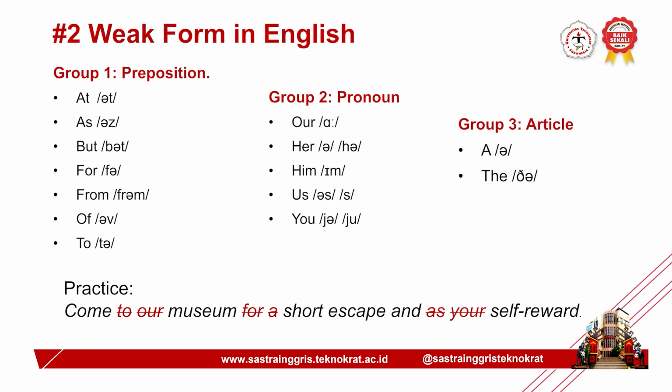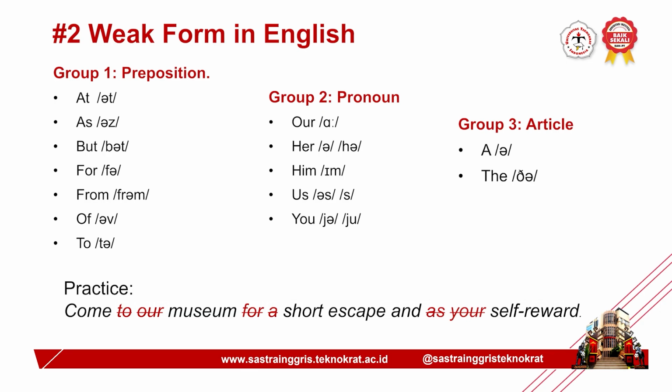And then the weak form of "as" is "uz." The weak form of "but" is "buht." The weak form of "for" is "fuh." The weak form of "from" is "frum." The weak form of "of" is "uv." The weak form of "to" is "tuh." Right. So how do we use this in a sentence? I will give you the examples after this.